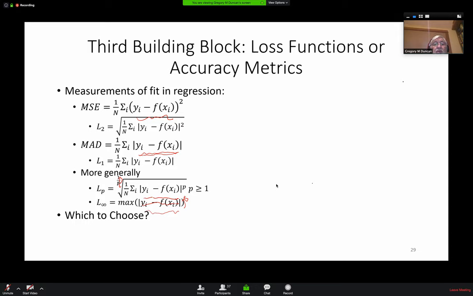Which do you want to choose? And we're going to talk about that more in the next lecture. In fact, that's one of the things that the machine learners do wrong, in my opinion: they will pick a measure of accuracy that's easy to work with, and it may not be the one that's best for business.